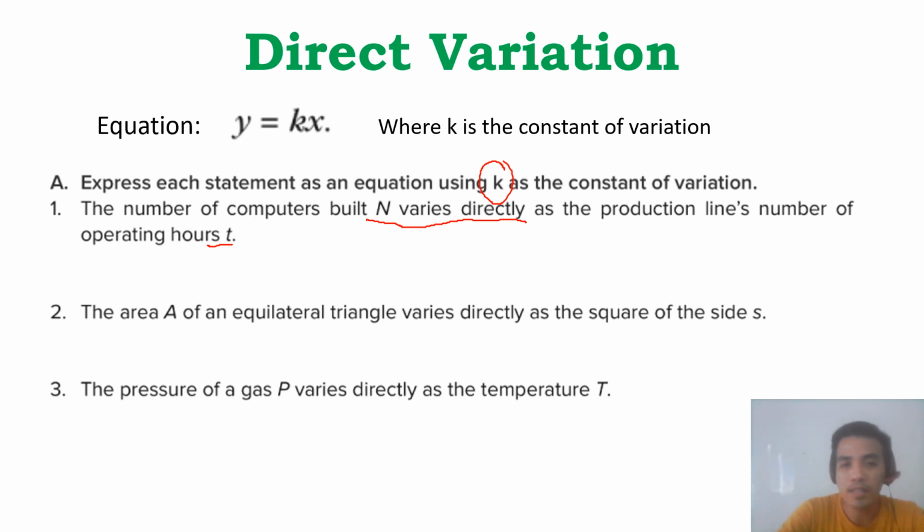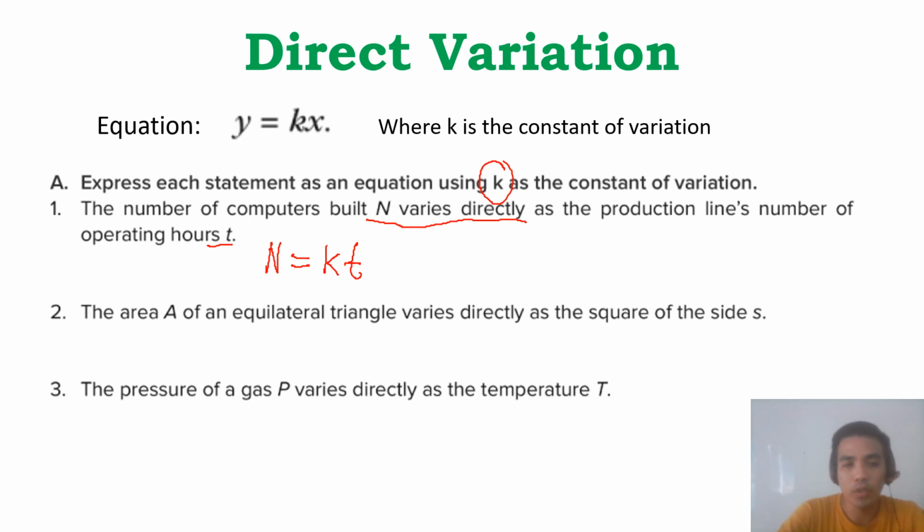Okay, N varies directly. So, write N varies directly. Isulat mo yung k. Tapos, as the production line's number of operating hours T. Okay, so we have this equation. N equals kT. So, this is now the equation of the statement.